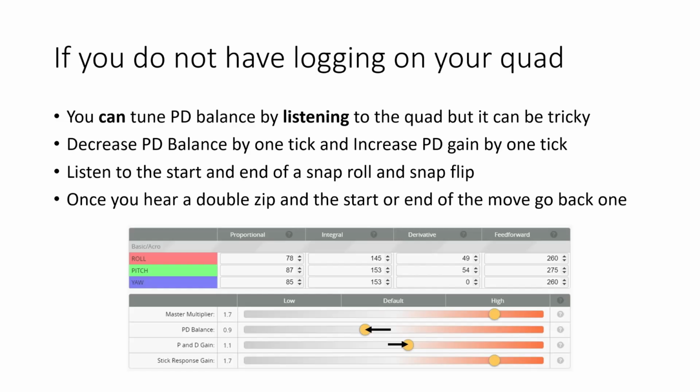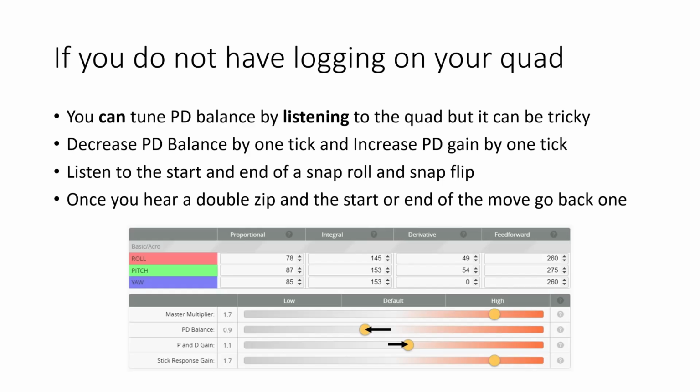Okay, now the next sections of this video all require you to have black box logging enabled on your quad. Now I know that not everyone has black box logging on their quad because maybe they're flying an all-in-one board or something that doesn't have black box logging. If you do not have logging on your quad, you can still tune PD balance, which is what we're going to do next, by listening to the quad. But this can be quite tricky.